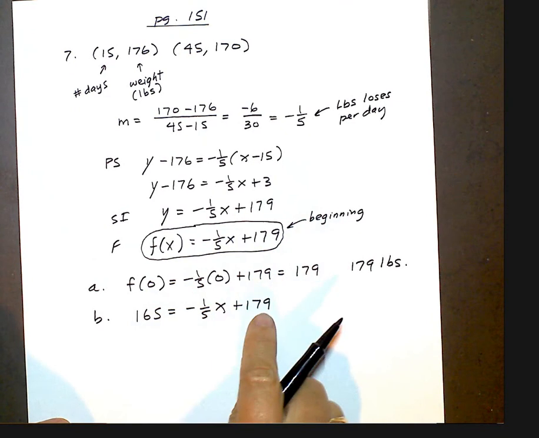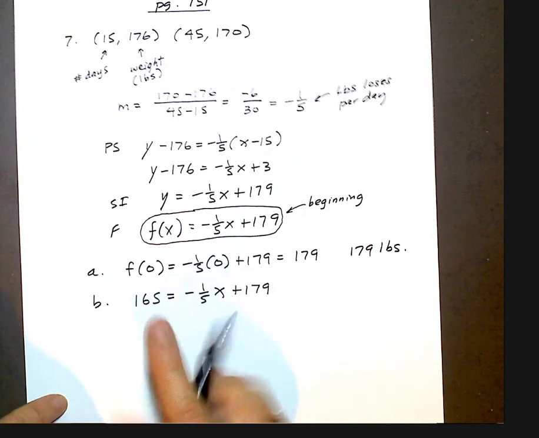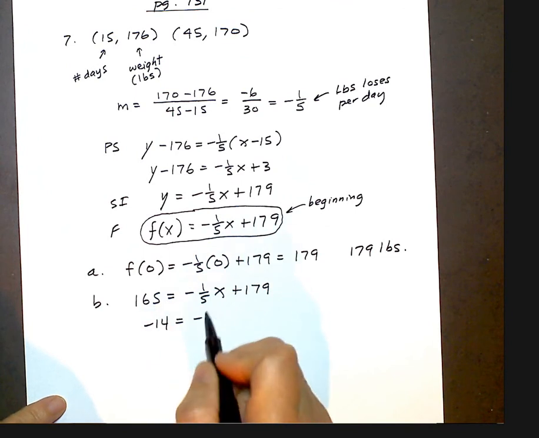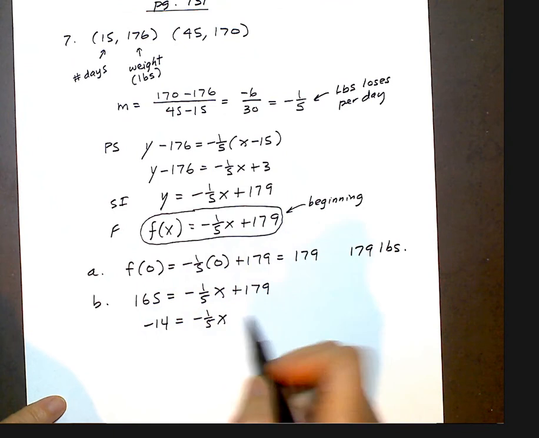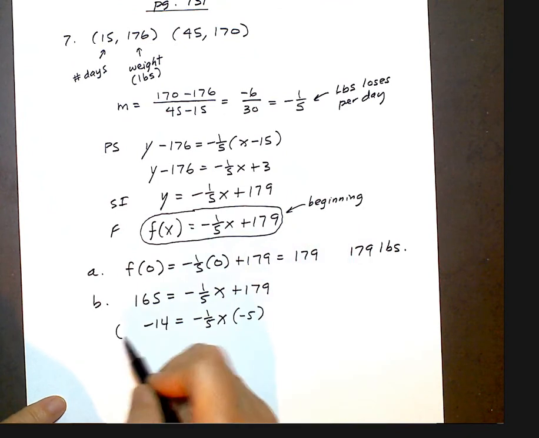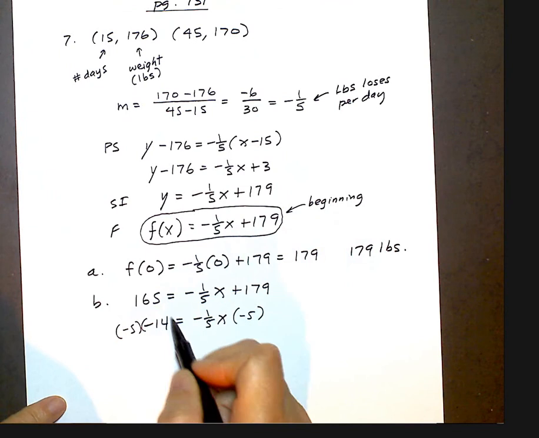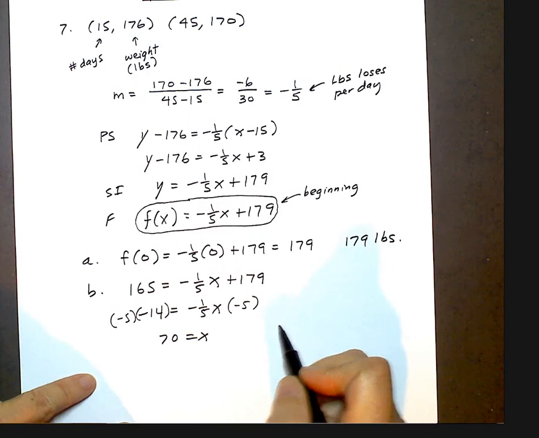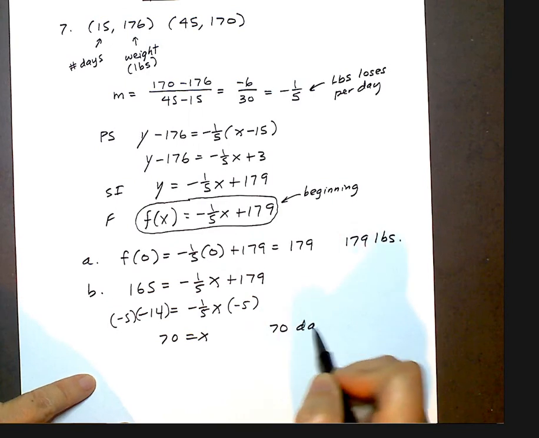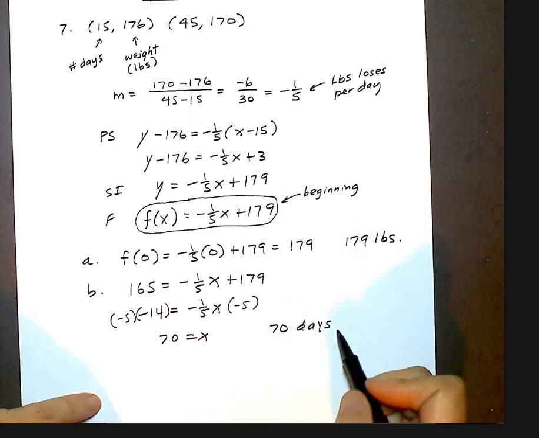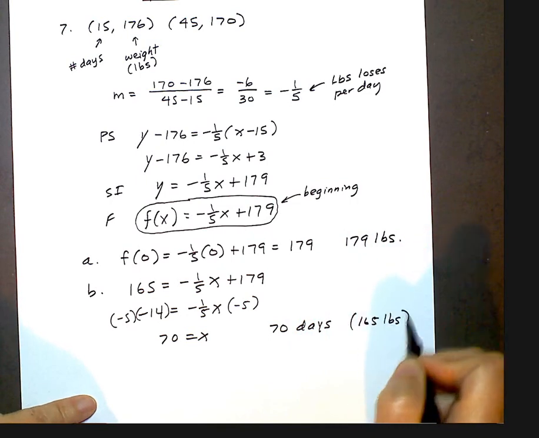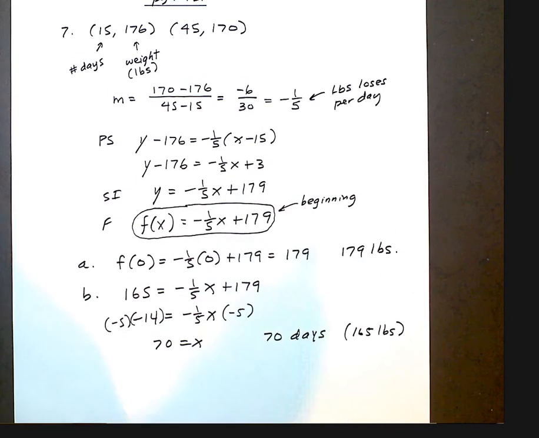And then to solve for X, if I subtract 179 from both sides, I get negative 14 is equal to negative 1/5 X. I can multiply both sides by negative 5. And I get 70 is X. So X is 70. So in 70 days, Alan will reach 165 pounds. Okay? So that's page 151, number 7.